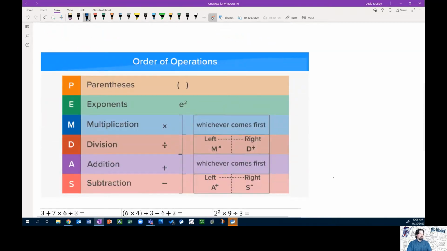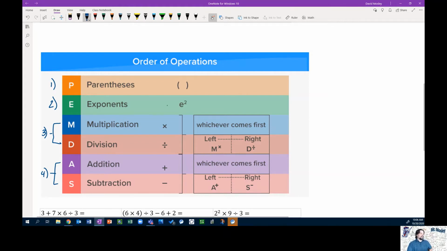So here we have our basic order of operations. Remember this by the saying PEMDAS. P-E-M-D-A-S. You start with parentheses. This would be considered step 1 when doing order of operations. Exponents would be step 2. Multiplication and division together make step 3. Addition and subtraction together make step 4.